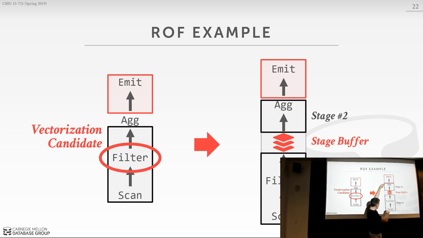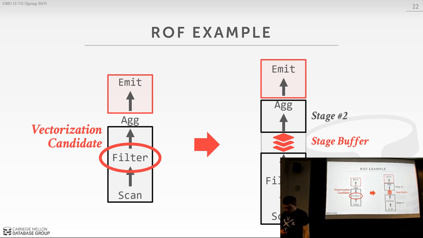So the pipeline is still this, but now we're going to introduce a stage between the scan and filter and the aggregation. Again, this sits in our CPU caches. We can write a bunch of tuples at a time into this, and then when it fills up, we move it up to the next stage.